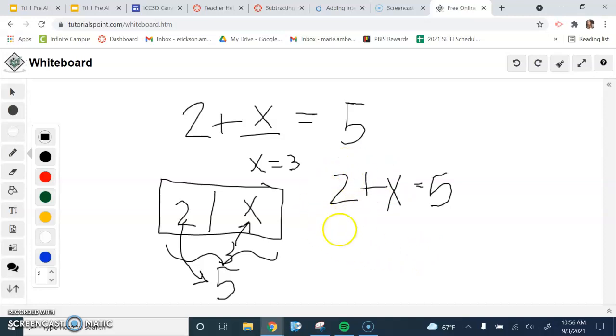We can take away this 2 by making it -2 and creating a 0 pair, so that all that's left on this side is a positive x. And whatever you do to one side, you have to do to the other to keep it balanced. So we're going to also subtract 2 on this side. And we'll see 5 minus 2, and our x value is 3.